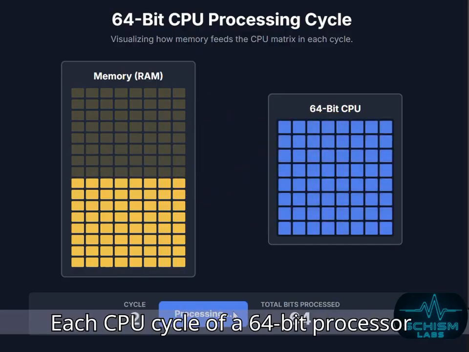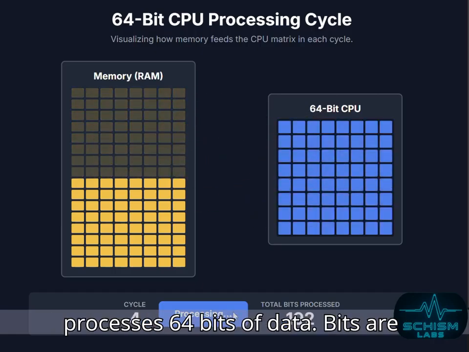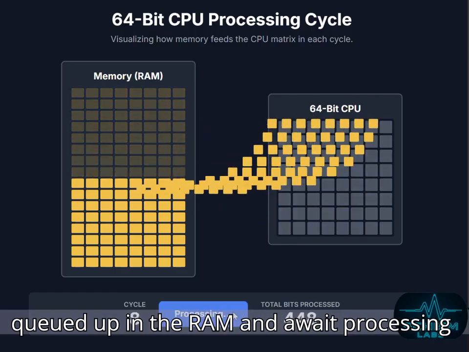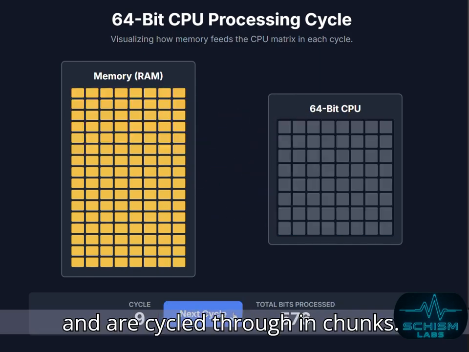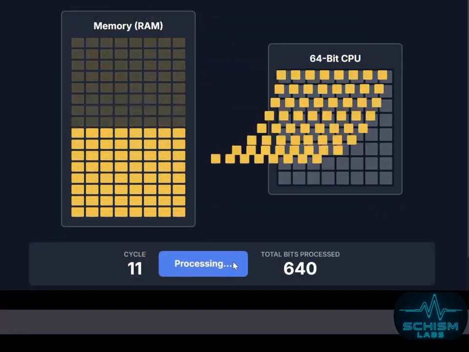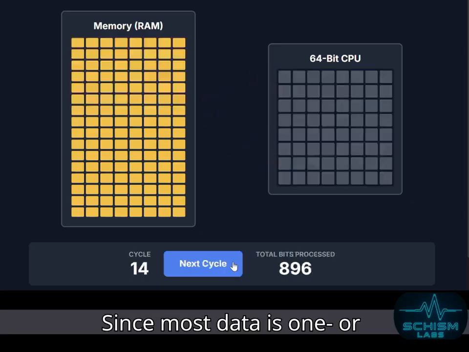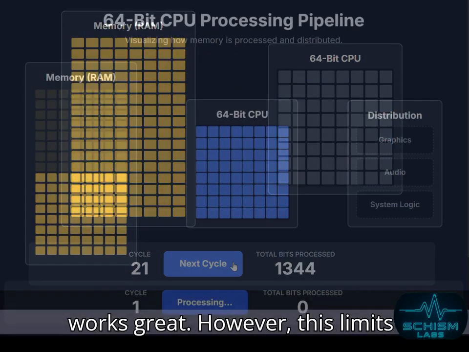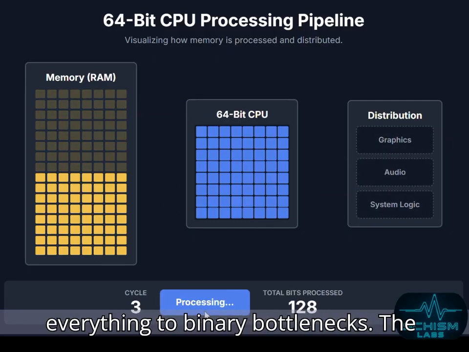Each CPU cycle of a 64-bit processor processes 64 bits of data. Bits are queued up in the RAM, await processing, and are cycled through in chunks. Since most data is one- or two-dimensional, the bit organization works great. However, this limits everything to binary bottlenecks.